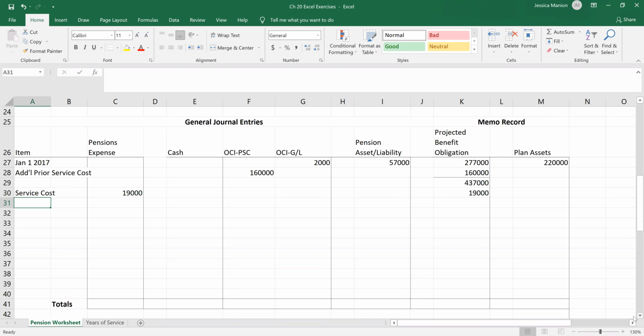The settlement rate. And remember, the settlement rate is 10%. And it's 10% of our projected benefit obligation. So 10% of that 437,000. So this equals 437,000 times 0.10. Settlement rate 43,700. And again, that increases our pension expense. That increases our projected benefit obligation.